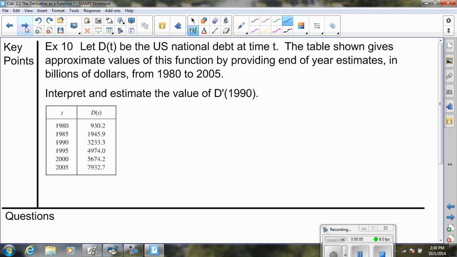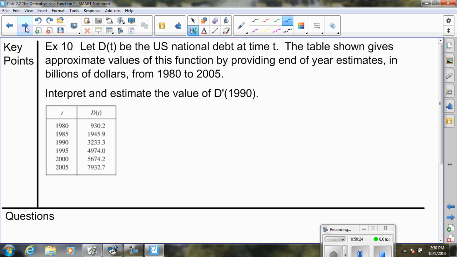Now, here is our last problem. We have this table, and it's going to give us the approximate values by providing the estimates from the national debt 1980 to 2005.